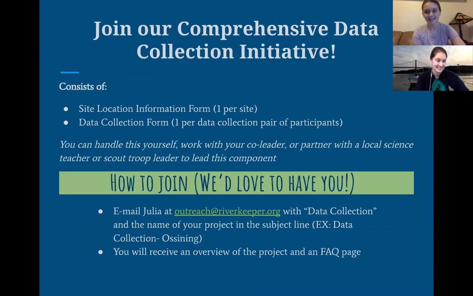Okay, and then the last thing I'd like to talk about is the Comprehensive Data Collection Initiative. This is a project that Riverkeeper Sweep has been doing for a couple of years now, and participation in this project has grown steadily over the years, and we're hoping that despite this smaller sweep this year, we can continue a small but mighty participation in this project.